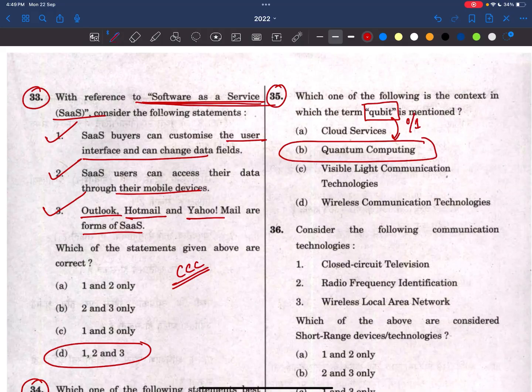Now what we have to do: UPSC has asked about cloud services, quantum computing, and visible light communication technology. We have seen many questions on this, right? Li-Fi, not Wi-Fi, Li-Fi. Visible light spectrum communication, all these things. Now again, in wireless communication, UPSC has asked about Bluetooth, wide area networks, Wi-Fi. So all these things we have to read. This is the keyword analysis. Let's focus on all these things.